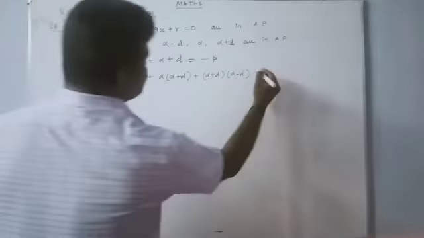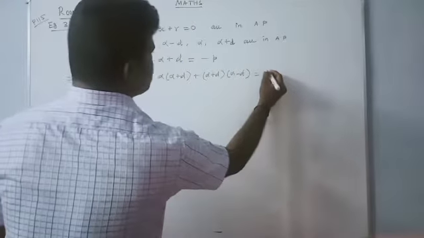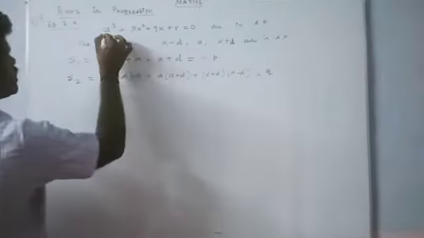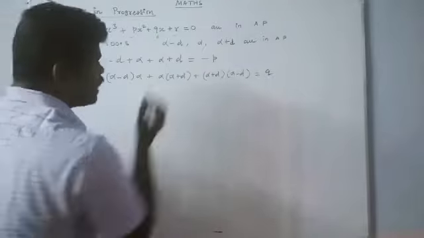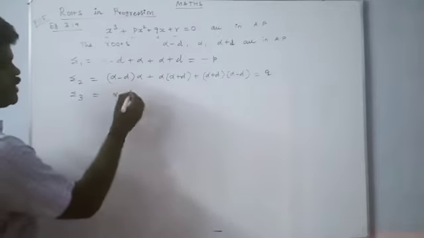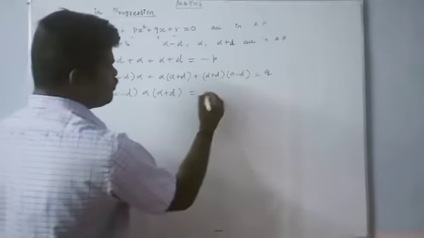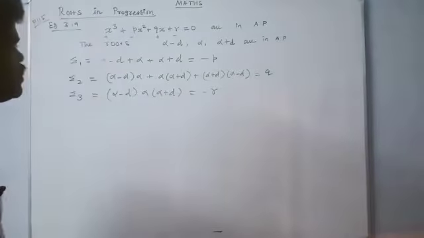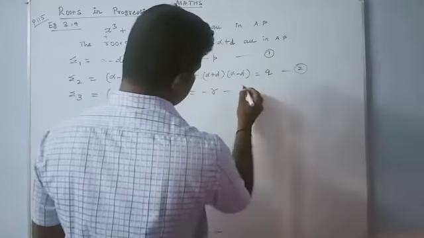Okay, right. Which is equal to what? Minus d squared, that means plus d squared, because this term is plus and this term is minus and this term is plus, and this also minus. And summation 3. Summation 3 means what? Product of the three roots. Alpha minus d into alpha into alpha plus d, which is equal to what is the value? Minus r. Consider these as equation 1, 2 and 3.